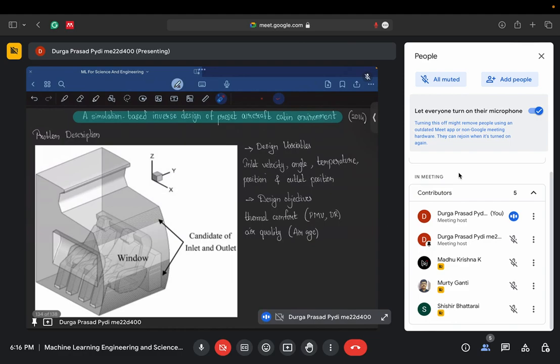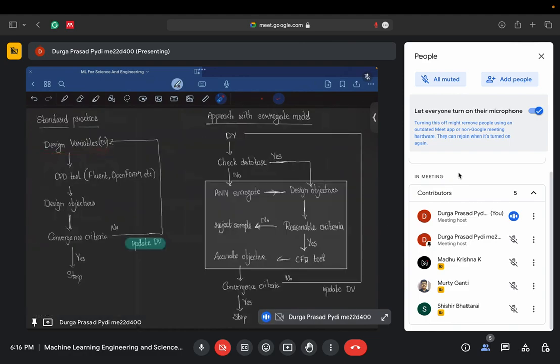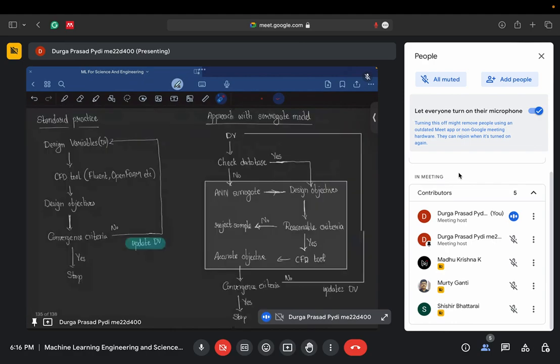You follow something like this. You start with some design variables, an initial guess, and you discretize this domain with some mesh and set your boundary conditions. For each of these you calculate the design objectives, and then you see whether you are satisfying certain criteria. If not, you update your design values. You keep doing this till you reach the objectives you have set in the initial case.